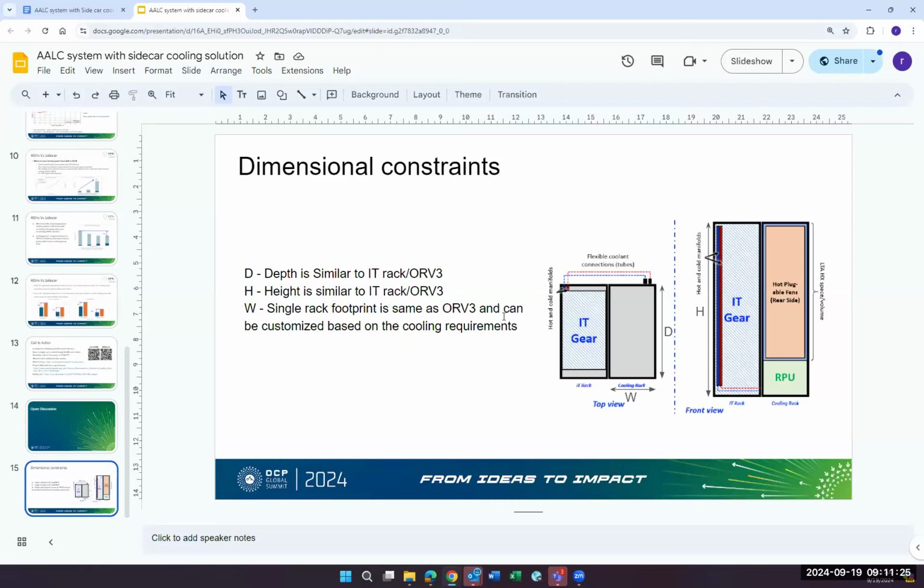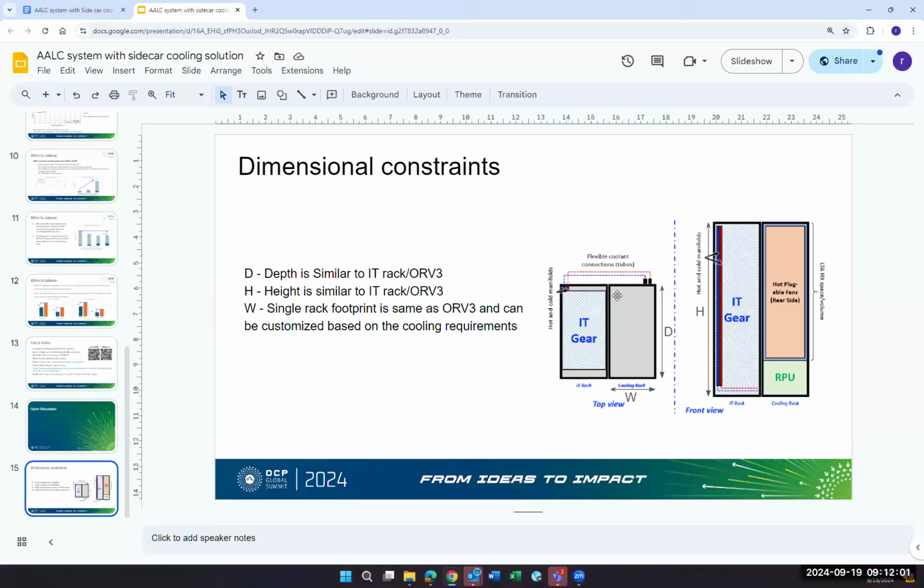In this context, what I wanted to put forth is the cooling rack or the AALC rack should be almost similar in dimension as ORV3, so that it can also be populated in place of an ORV3 rack or any IT rack without having to create additional accommodations for that particular rack. Does that make sense?